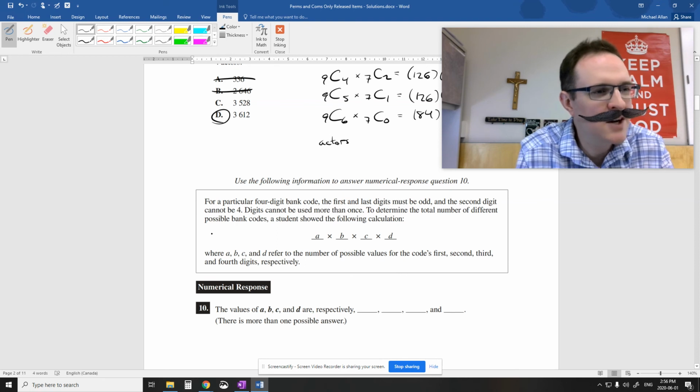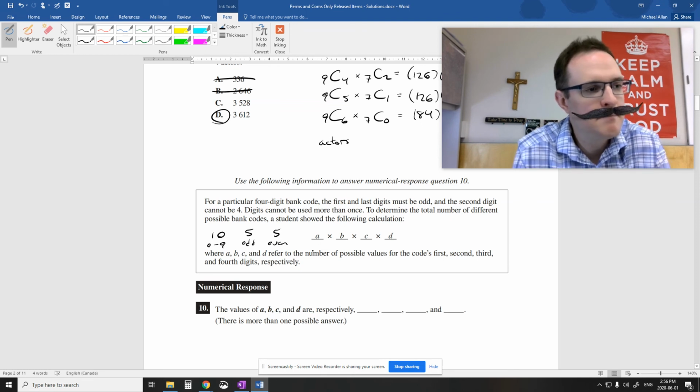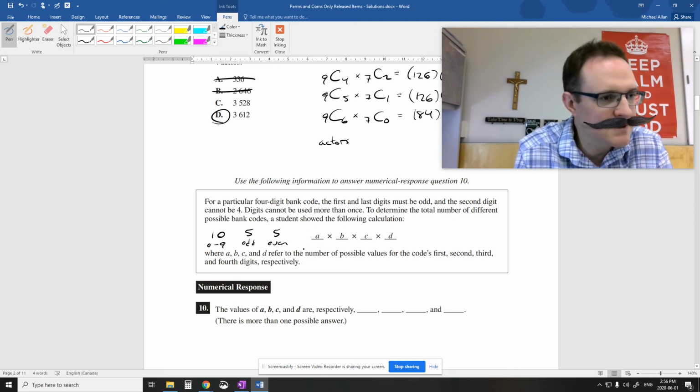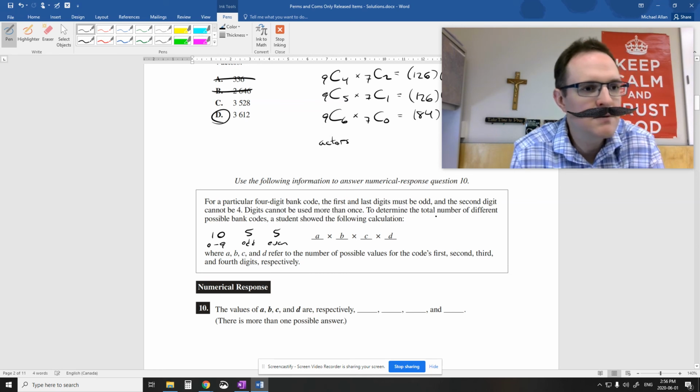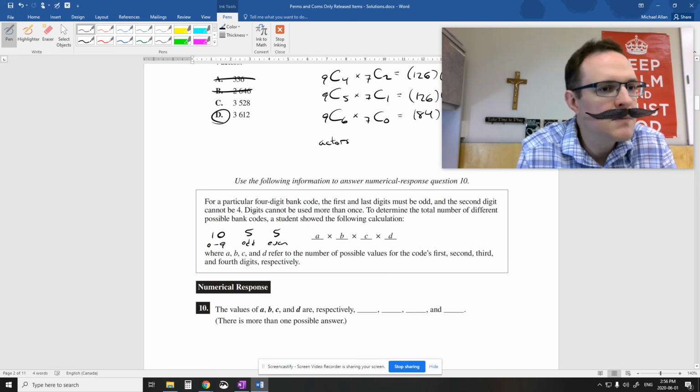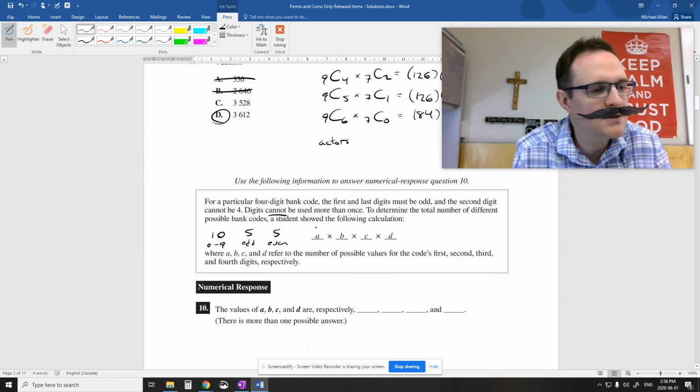This is a bank code. It doesn't say a number, so I'm assuming that we could have a 0 in there. So there's 10 numbers in total from 0 to 9. 5 are odd, 5 are even. Okay, so if I'm going to put a number in here, digits cannot be used more than once. So I can't repeat anything. So if I put a 5 in A, I put a 5 in D as well. But if I put a 5 in A, that means I would have 4 choices for this last digit.